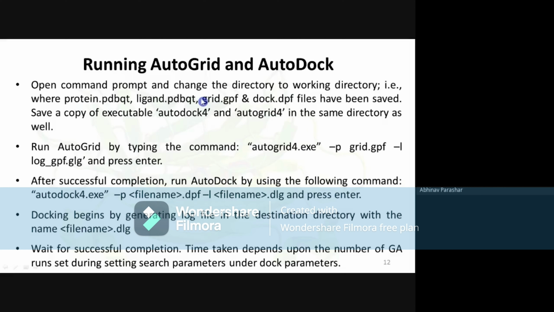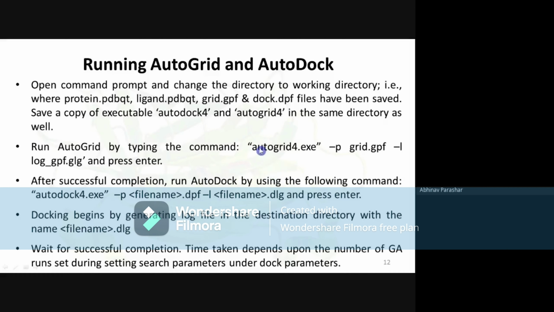Otherwise, it is going to be a mess. So wherever we have saved all these files, routines and ligands and grid and doc files, we have to go to that directory using the command prompt. And there we are going to save the autodock4 and autogrid4 exe files. Okay? And once you have it there, these are the two commands that you will be requiring.